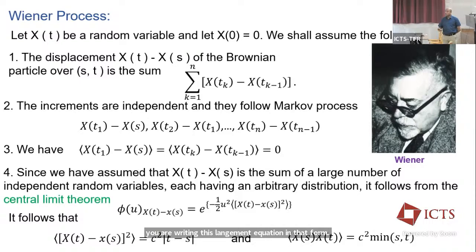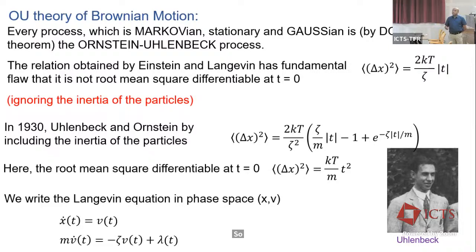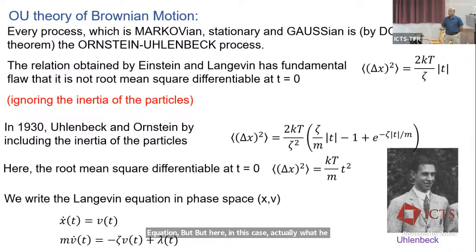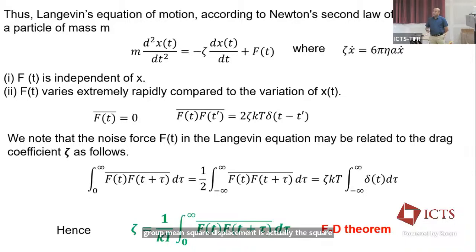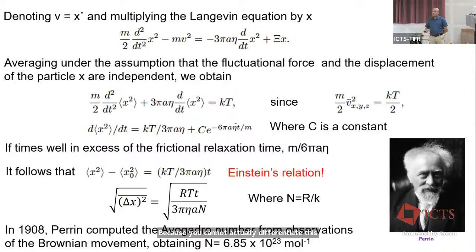Okay. So next thing is the Langevin equation, but here in this case, what he has included is the Ornstein-Uhlenbeck process. In this process, it is said that every process is a Markovian stationary Gaussian, that is the Ornstein-Uhlenbeck process. So what is that? In the previous case, in the Langevin equation, when we solved for the mean square displacement, we saw that the root mean square displacement has a square root of t dependence. That is a problem, because you cannot differentiate this mean square displacement with respect to t. If you do the differentiation, t to the power half will appear in the denominator, and that is not possible to differentiate. We'll describe this again later in a formal way.